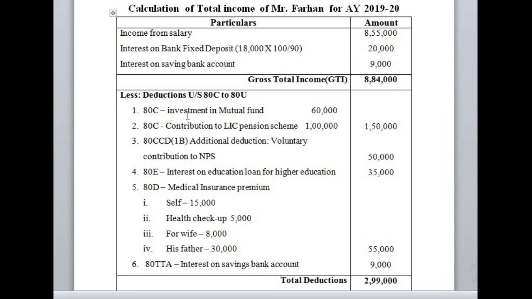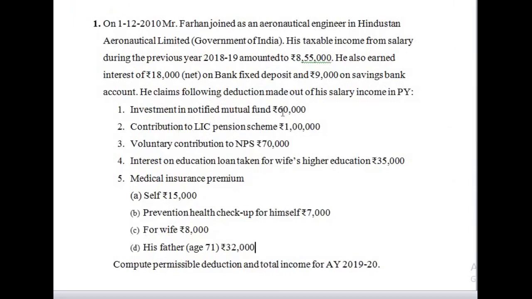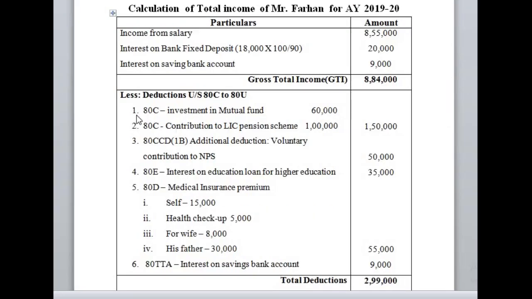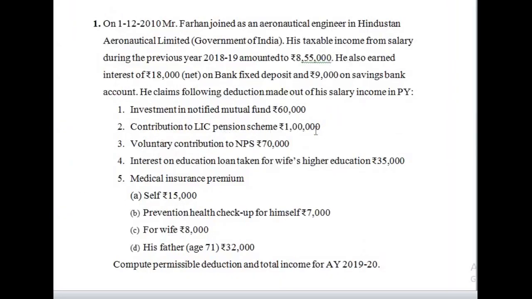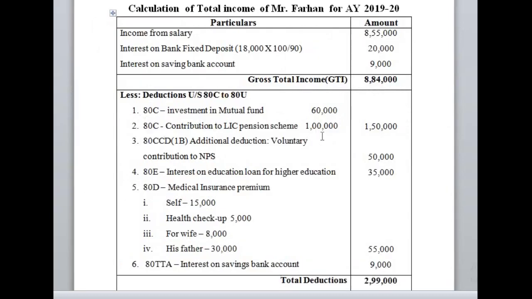So first, investment in mutual fund rupees 60,000, that will be deducted under section 80C, 60,000. Contribution to LIC pension scheme under section 80C rupees 1 lakh. So here the aggregate deduction from 80C category is exceeding rupees 1,50,000, but he can claim up to 1,50,000.